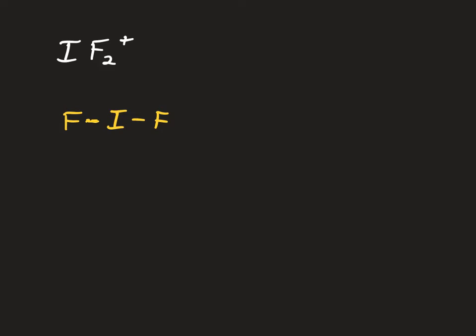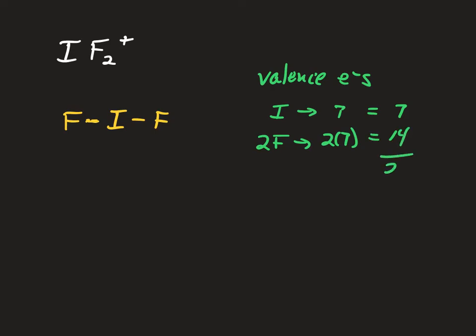If we do our valence electrons, iodine normally brings 7. We've got 2 fluorines. That's going to be 2 times 7. So that's going to be 7. That's going to be 14. Leaves us with 21. We've got a positive charge. So since we have to manipulate electrons, we have to take away 1 electron to account for the positive charge. That leaves us with 20 valence electrons.